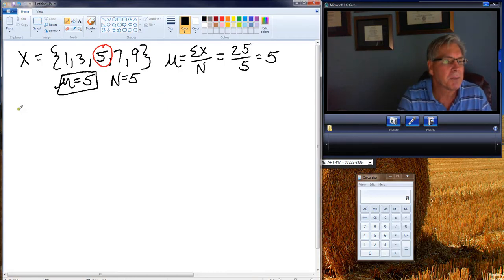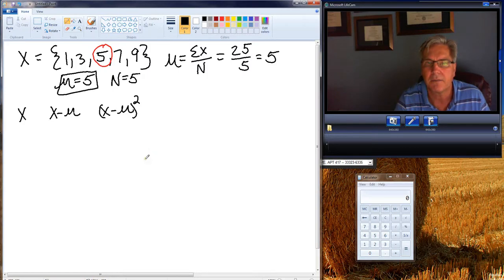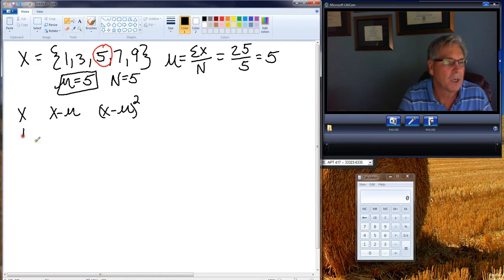Okay, so I'm going to build up a little table here. I'm going to take x, x minus mu, and x minus mu squared. And I'm going to show you how to calculate standard deviation. And of course, we'll find variance as well before that for this little data set of numbers. So x is 1, 3, 5, 7, and 9. Okay, terrific.